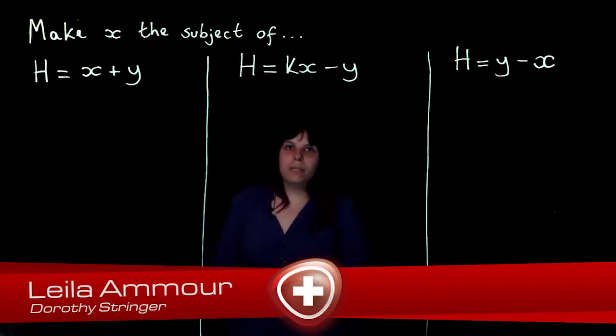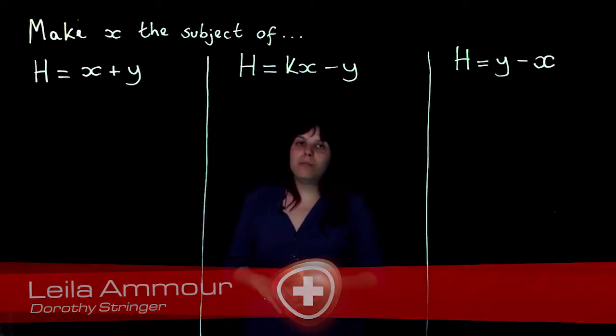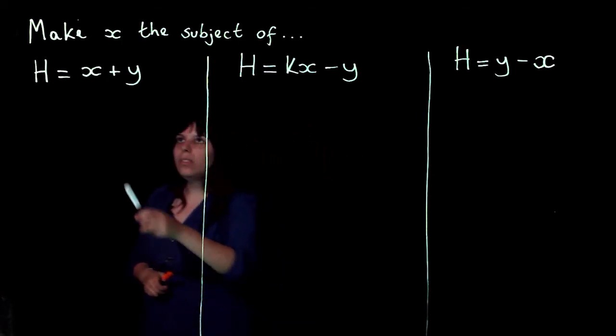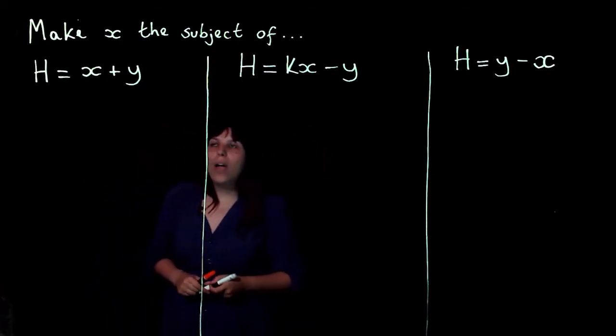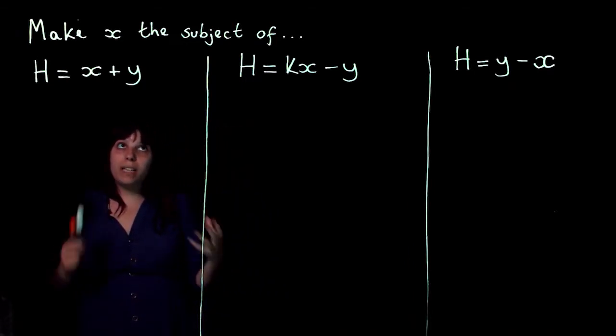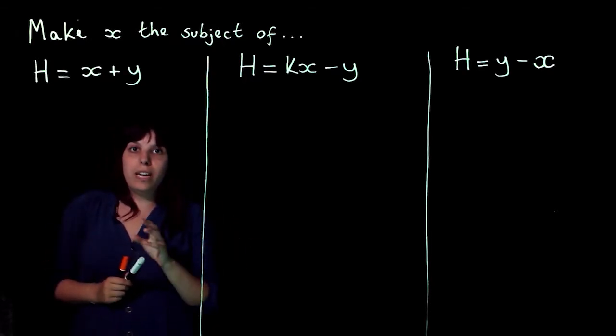In this video, we're going to be rearranging more equations, and again, we're going to be making x the subject of these three different equations. So, the first one is h equals x plus y. I want to have x on its own. That's what making x the subject of the formula means. So I'm going to get x on its own at the end.